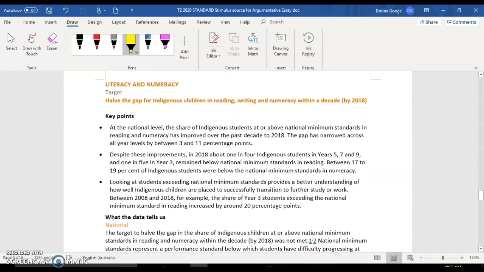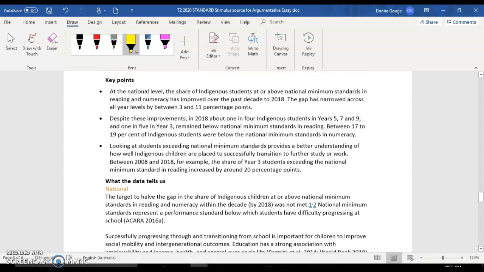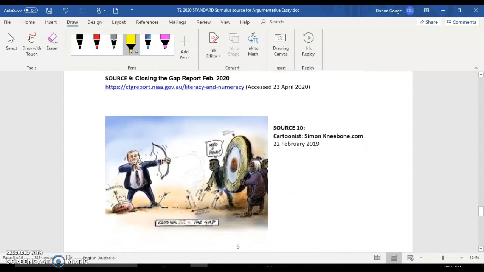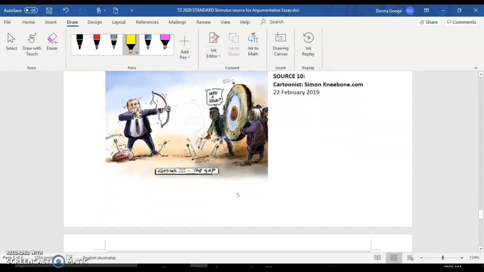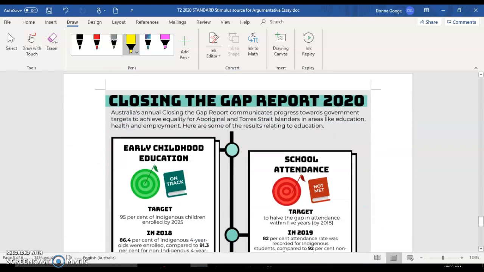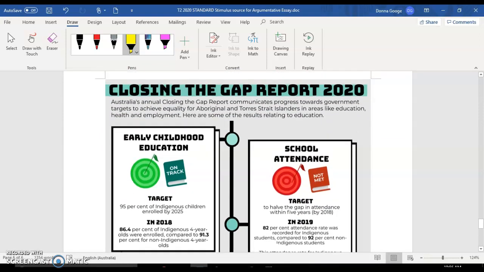We then have information on literacy and numeracy, which is a specific Closing the Gap target. There are key points, what the data tells us, a little cartoon there that's worth looking at for all topics, to be honest, and then a Closing the Gap report infographic.